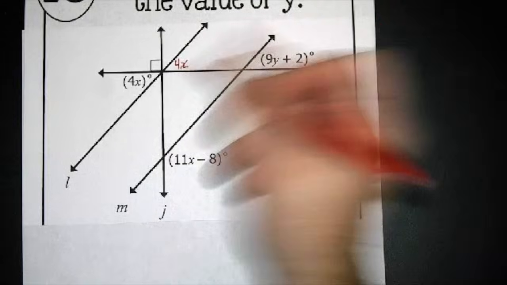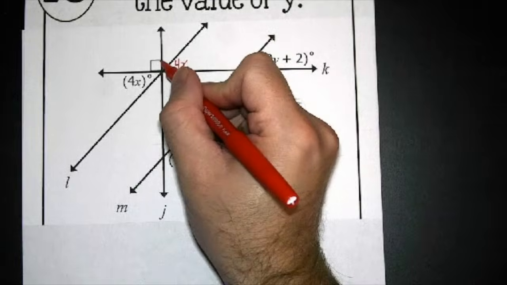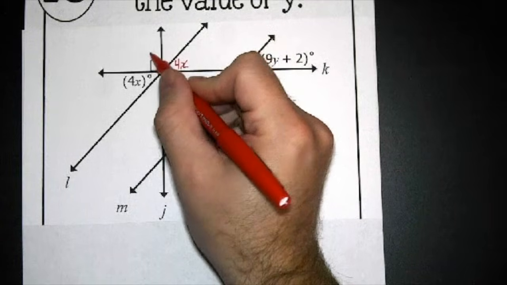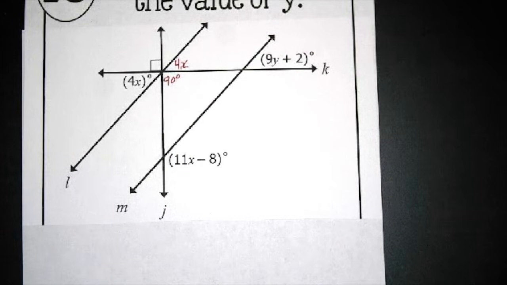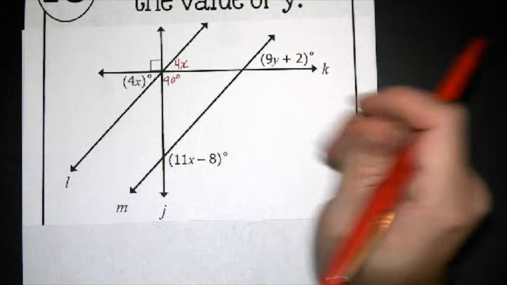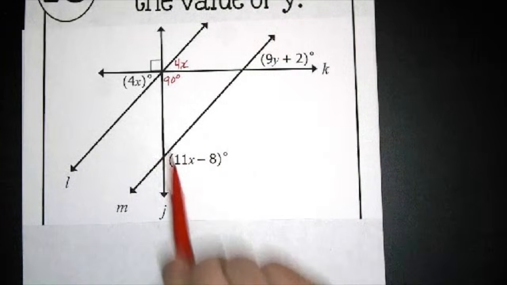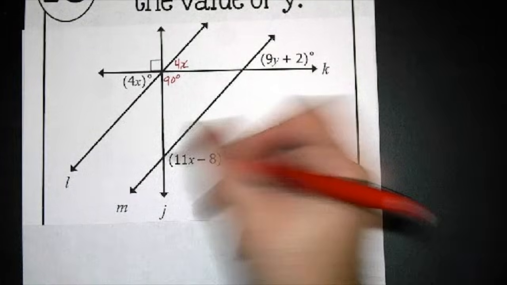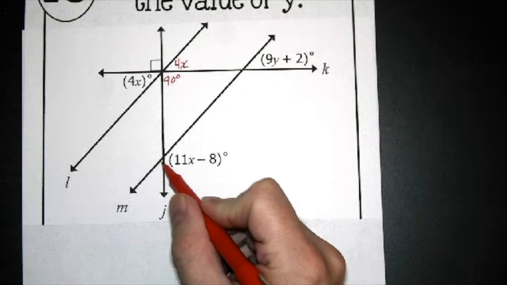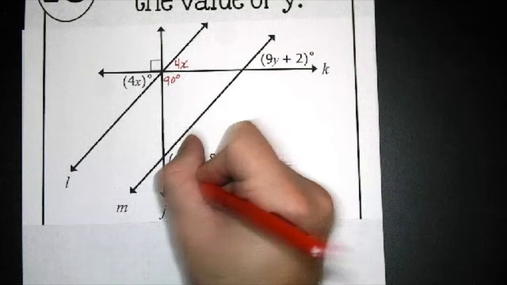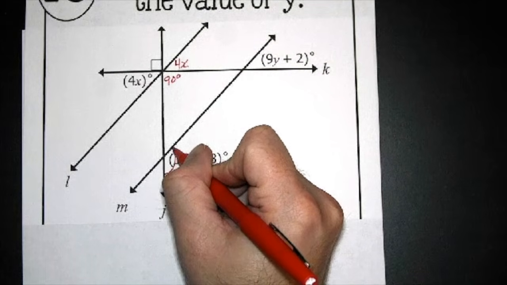But I also know that this angle right here is 90 degrees. And I know it's 90 because this box means that this angle is 90 and the vertical angle is equal to it, so that is also 90. So the next key to this problem is I'm going to have to solve for x before I can solve for y. So I'm going to look at this angle down here. It's a big obtuse angle right here. And it is formed from this transversal and the bottom parallel line.